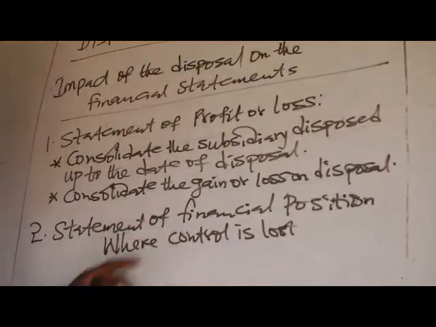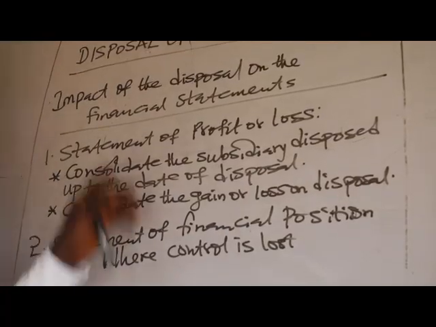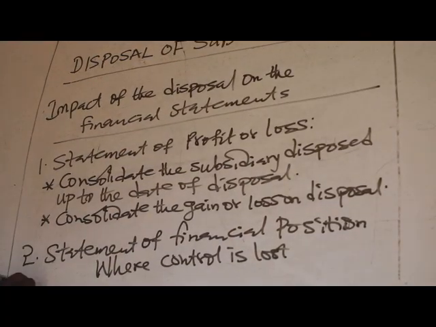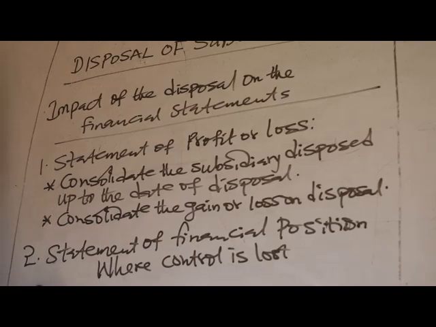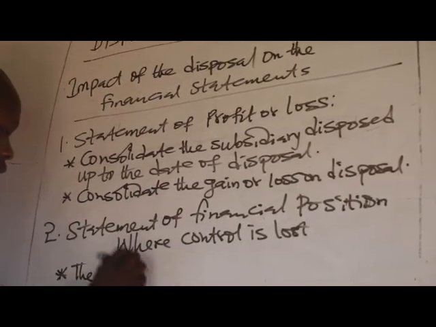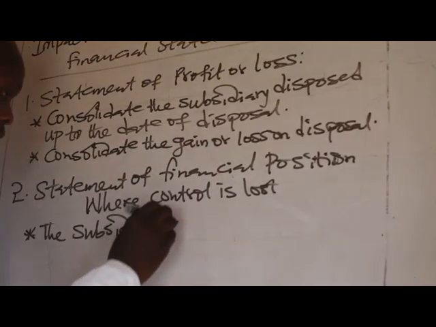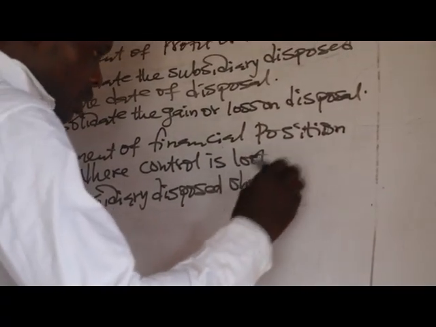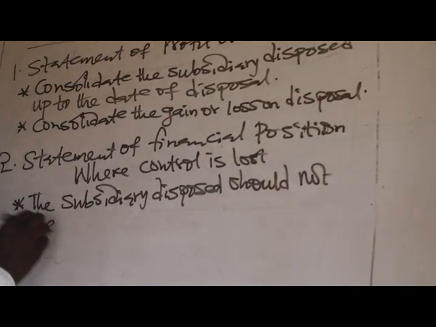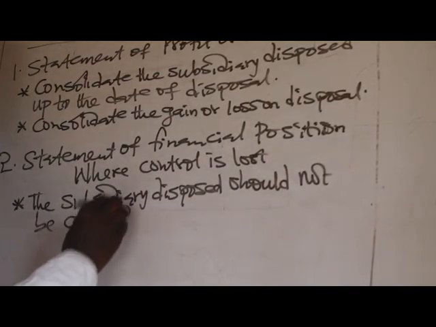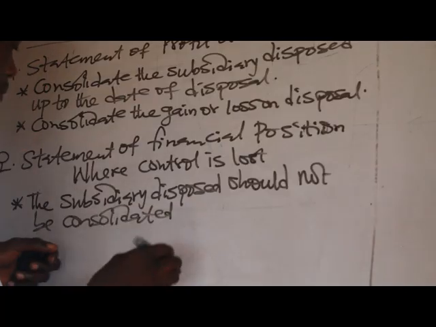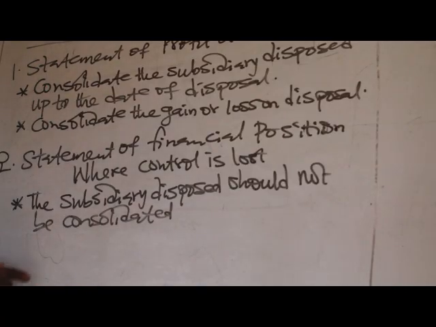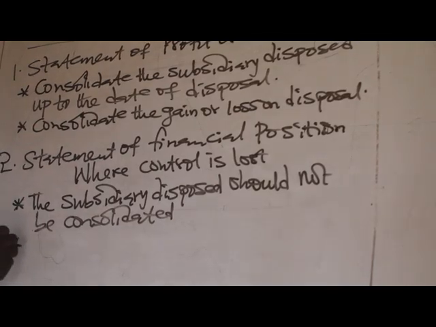Number one, the subsidiary disposed should not be consolidated. That is, the assets and liabilities of the subsidiary disposed should not be aggregated, should not be added to the assets and liabilities of the parent company for consolidation purposes.